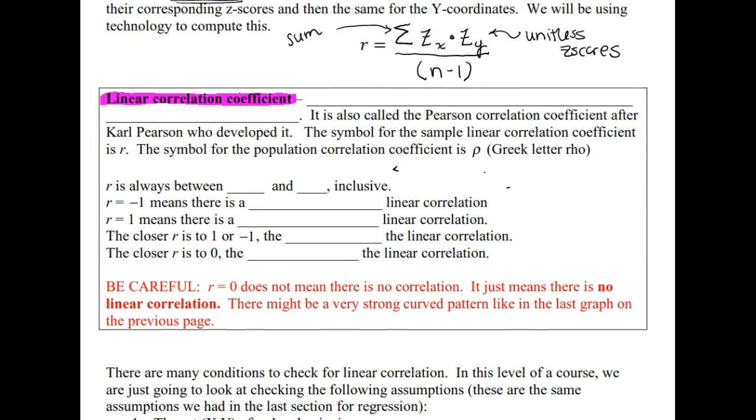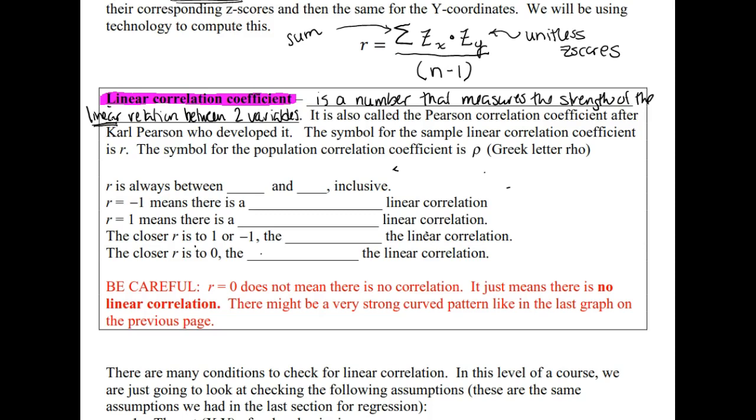So this linear correlation coefficient is a number that measures the strength of the linear relation between two variables. Now it's important, this one only measures the strength of a linear relationship.